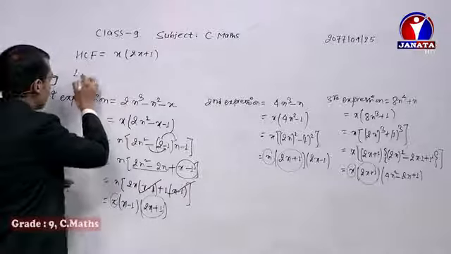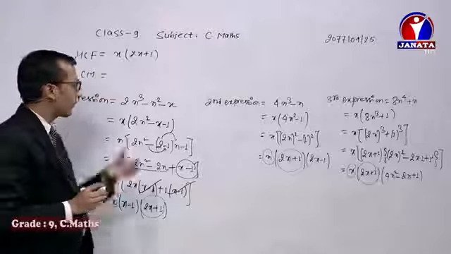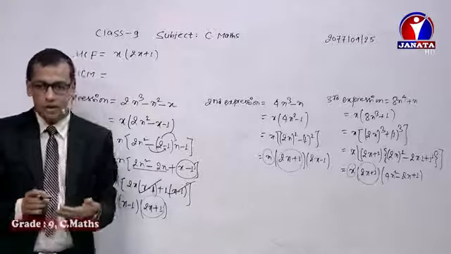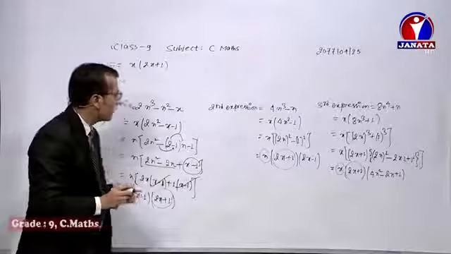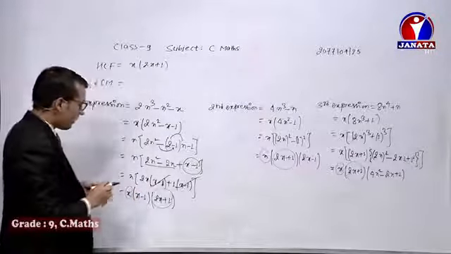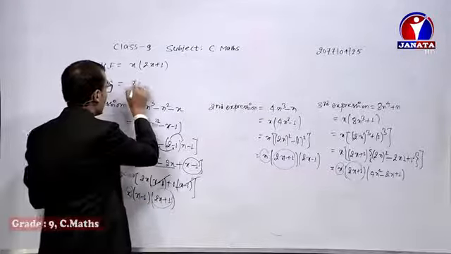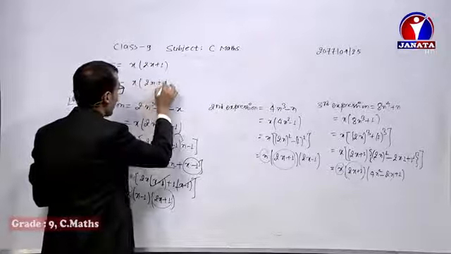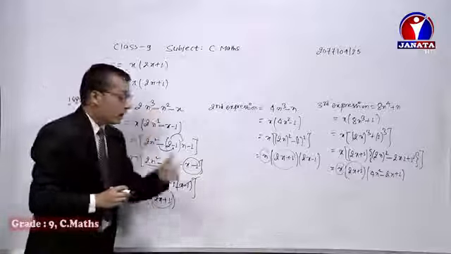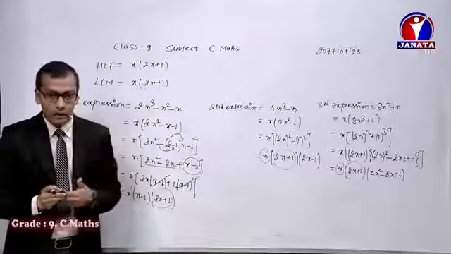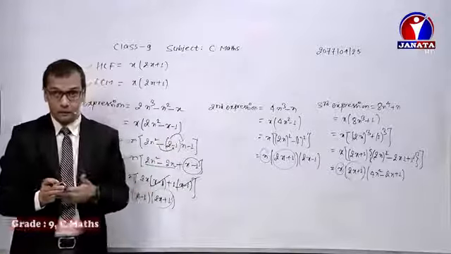Now LCM. LCM is the product of common factors and the rest of the factors from the expressions. Let me write first of all the common factors. x, 2x plus 1 is common. x times 2x plus 1 is common. For LCM, if there are any factors present in any of the expressions, we can take them.